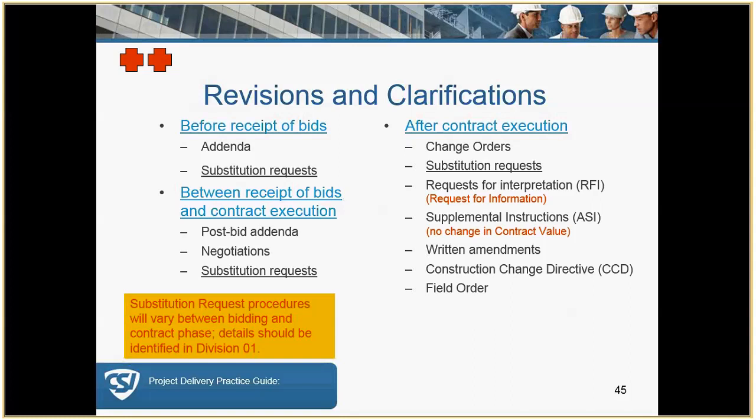Now, substitution requests may be implemented before the receipt of bids, between the receipt of bids and the contract award, and after contract execution. So if you're going to have a substantial change, such as a substitution of, say, a material, it's good to make sure that that's done through a substitution request from the contractor, just to keep everything in order. If you're taking the exam, make sure you commit to memory when the various forms of clarifications or modifications are used and during which phases of the project.